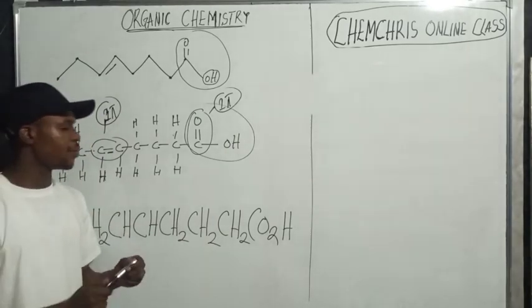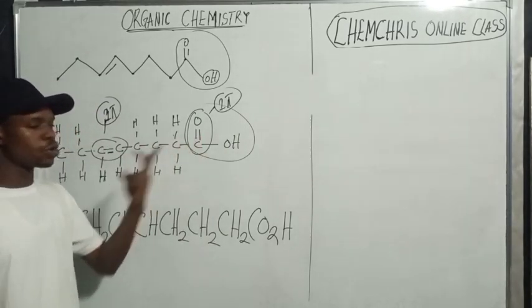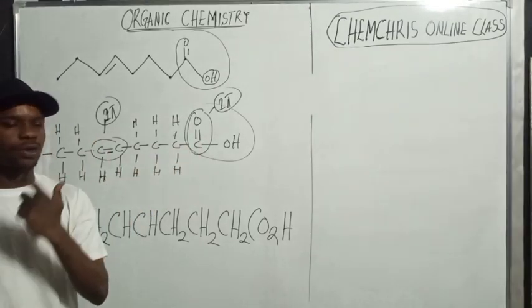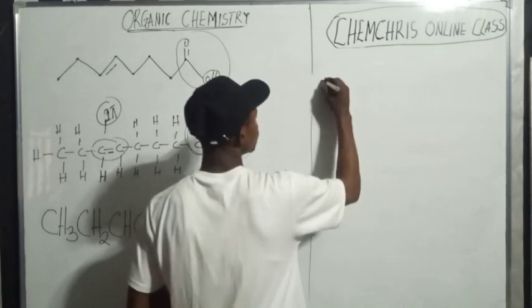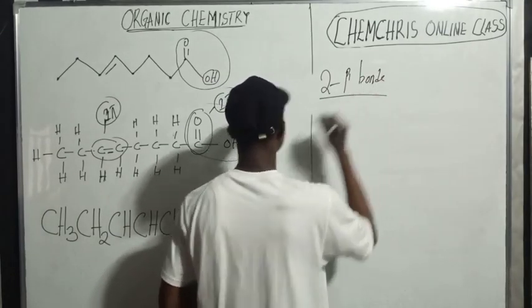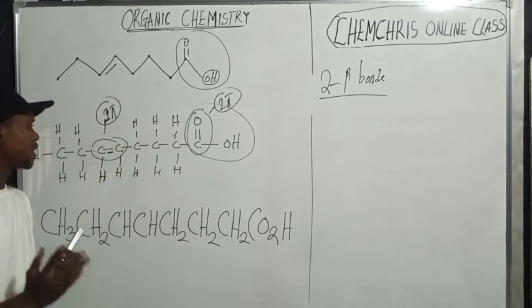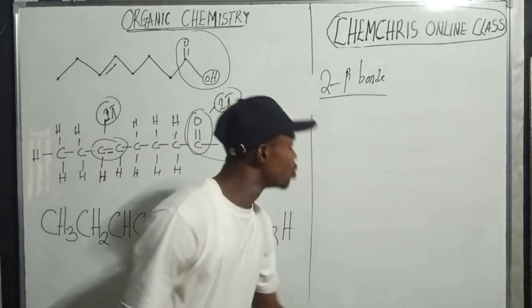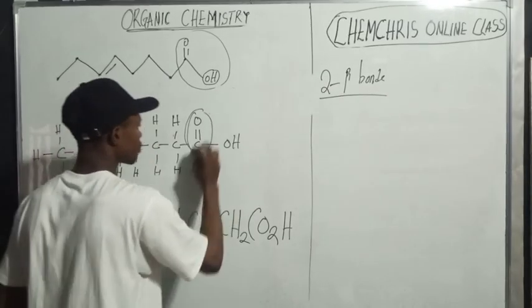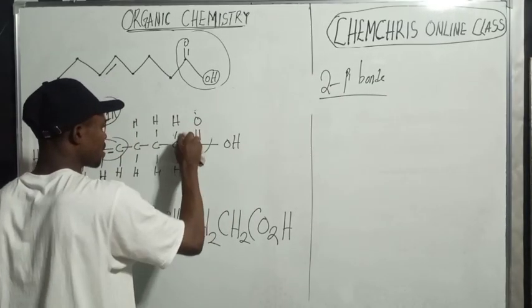So how many pi bonds do we have here? Because here we have double bond, two of them. A double bond contains what? One pi bond. So you mean that here we have two pi bonds in the structure. Two pi bonds in the structure. So now let's look at the numbers of sigma bonds.